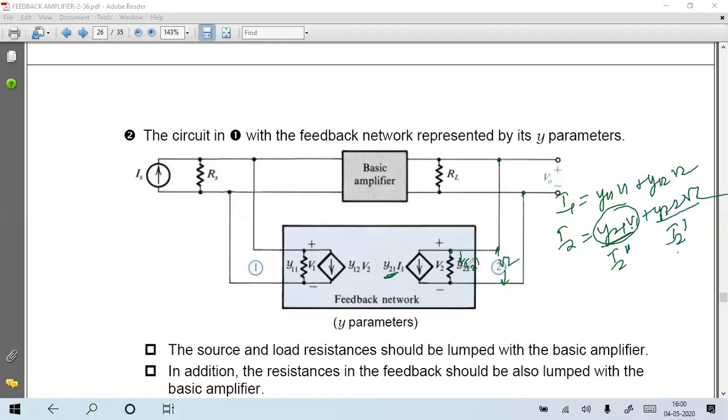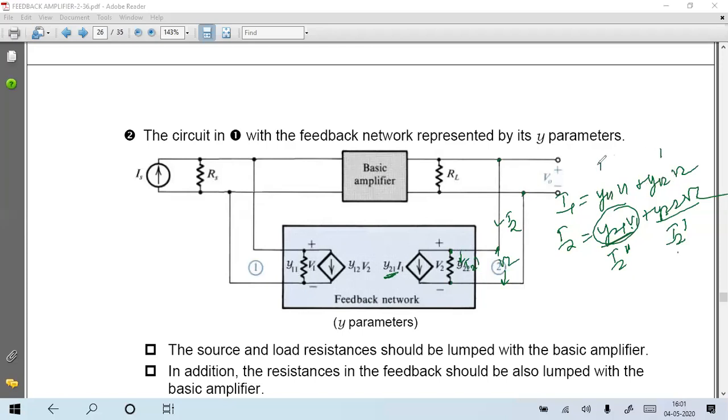So this is I2 dash, this is I2 double dash. The sum of these two values is nothing but I2. Getting my point? So the right hand side is over. Now the left hand side, same way. The shunt part between the ports has to be replaced by two currents.